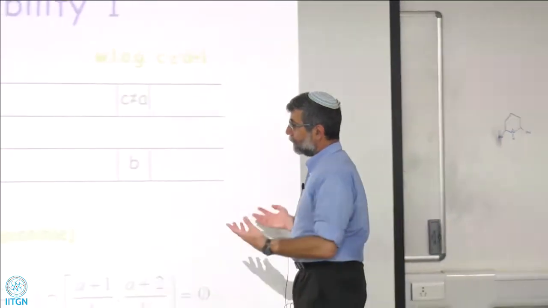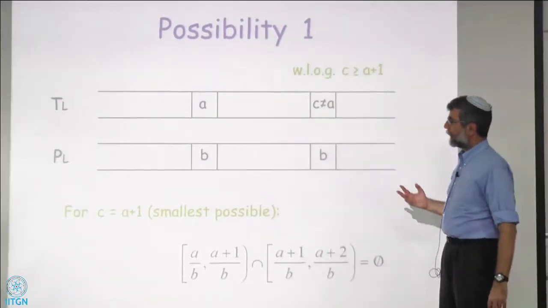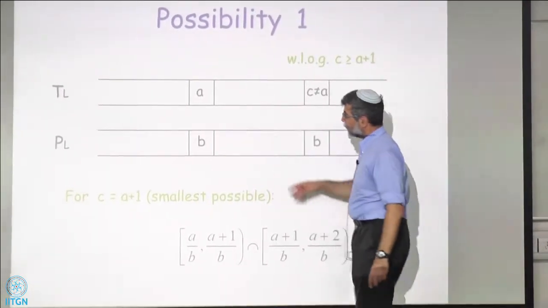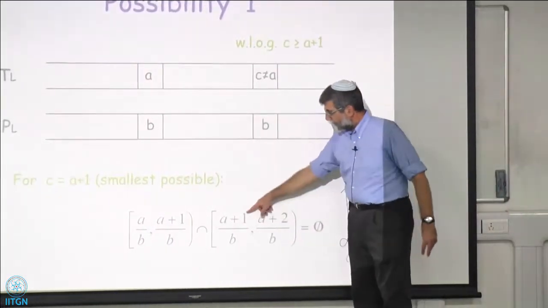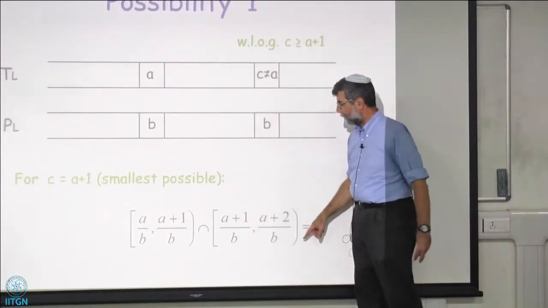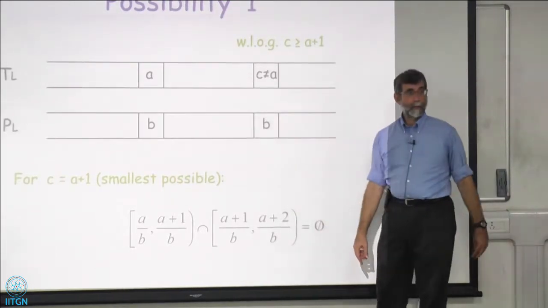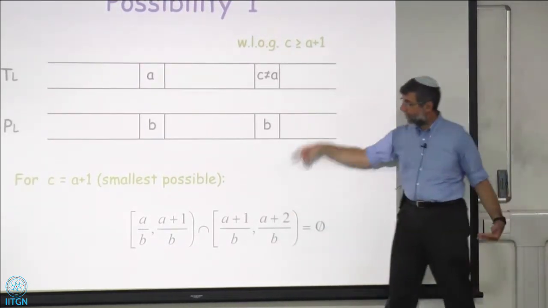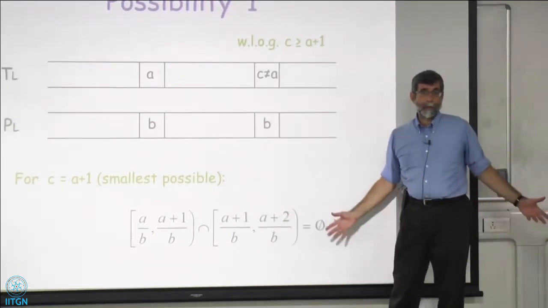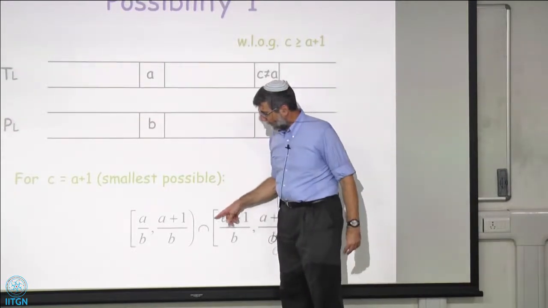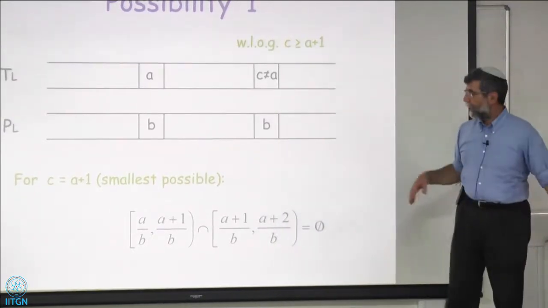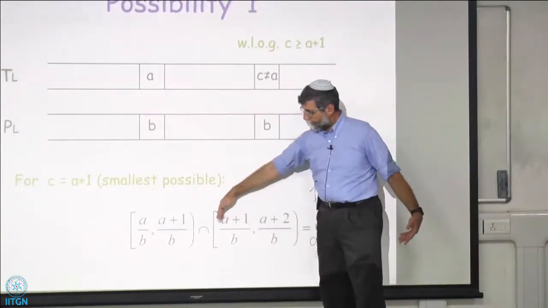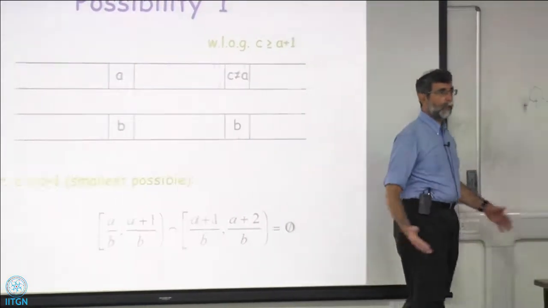Okay, so now let's compute the intervals. So here we get A over B and A plus 1 over B. And here we get, for the smallest possible C, A plus 1 over B and A plus 2 over B. Now you can see right away that for the smallest possible C, already these two intervals are distinct because this is an open interval and this is closed. So in fact, the intersection between these two intervals is empty. And as you make C any bigger, this is going to go even further away. So there is no way that there's going to be any alpha that you can match.